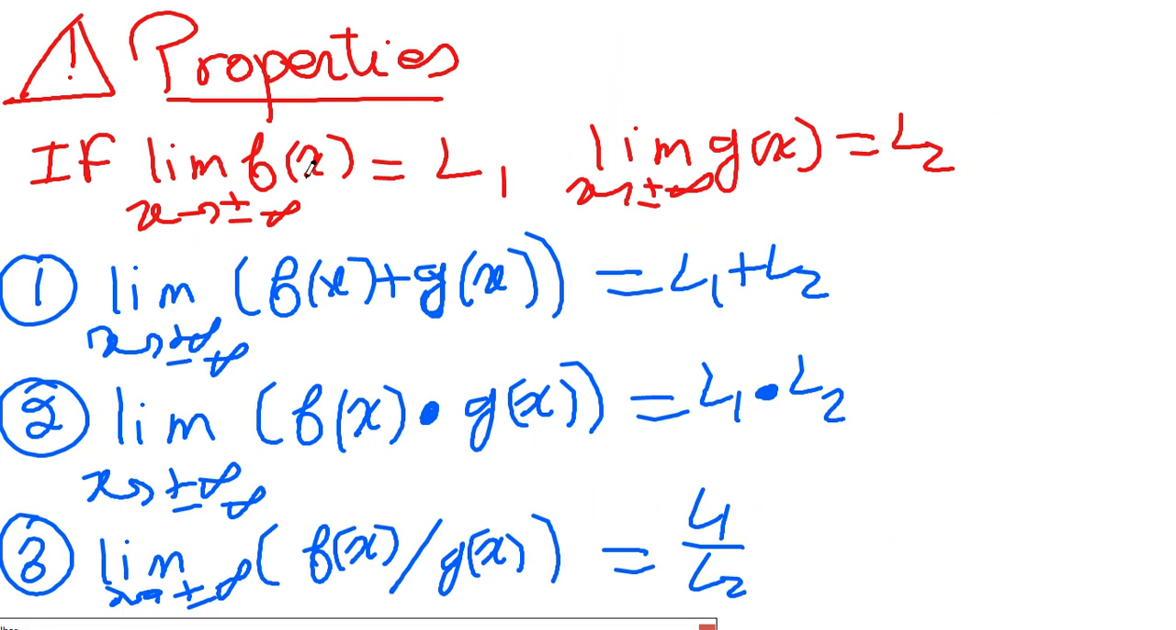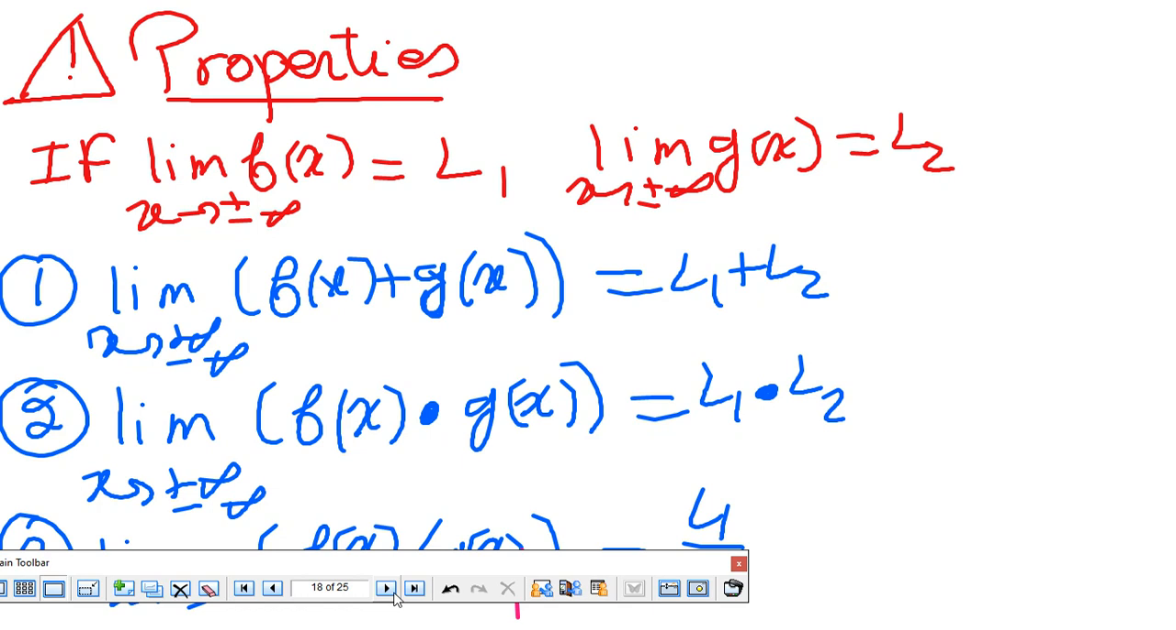The last thing is the properties. If you have two functions, f and g, and I know that the limit of f at infinity is L1, and the limit of g gives me an exact number L2, okay? It's an exact number, for example 2, 3, 0. So the limit of their sum is the sum of the limits. The product is L1 times L2. The quotient is L1 over L2.